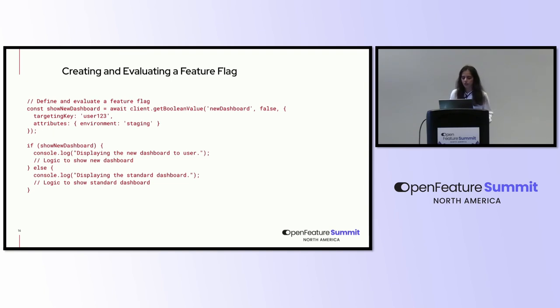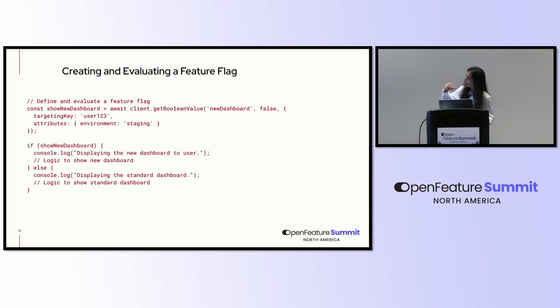So what does this code do? Say, for example, this is the basic example. The new dashboard key is the unique key for the feature flag, which in this case represents a decision to show a new dashboard layout, right? It is set to false. This is the default value for the feature flag. So if the feature flag's value cannot be retrieved, it will default to false, which means that the standard dashboard will be shown. And the optional targeting context object has the target key, which here is user 123.